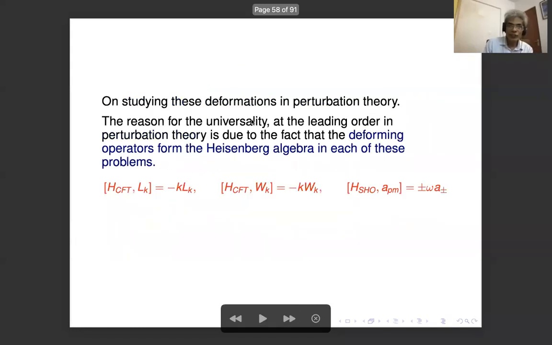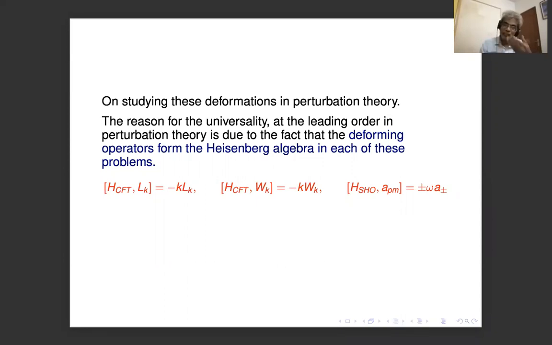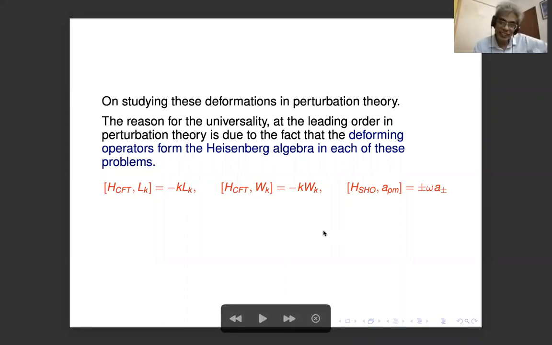On studying this, when you see it in perturbation theory, you can see the mechanism why the same answer comes. The same answer comes because the undeformed CFT Hamiltonian, and these operators which we are deforming by, form a Heisenberg algebra. Like L naught, L_k is equal to minus k L_k. Like L naught, L1 is minus L1, and L naught, L minus 1 is L minus 1. And similarly the harmonic oscillator also has the same thing: a dagger, a is plus minus a dagger. So they have the same algebra. And when you do this perturbation theory to this level, only this Heisenberg algebra matters. That's the reason these answers are very universal.